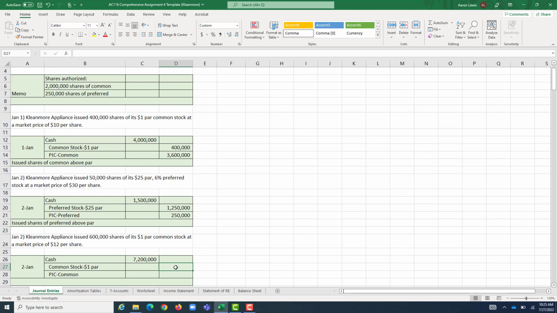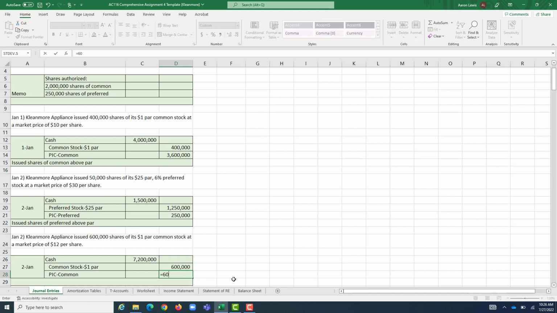Of that $7,200,000 that they are raising, what portion is attributable to par? We find that by multiplying the number of shares issued times the par value of those shares, which is still $1. So 600,000 shares at $1 par per share means that $600,000 out of that 7.2 million is attributable to the par value of our common shares.